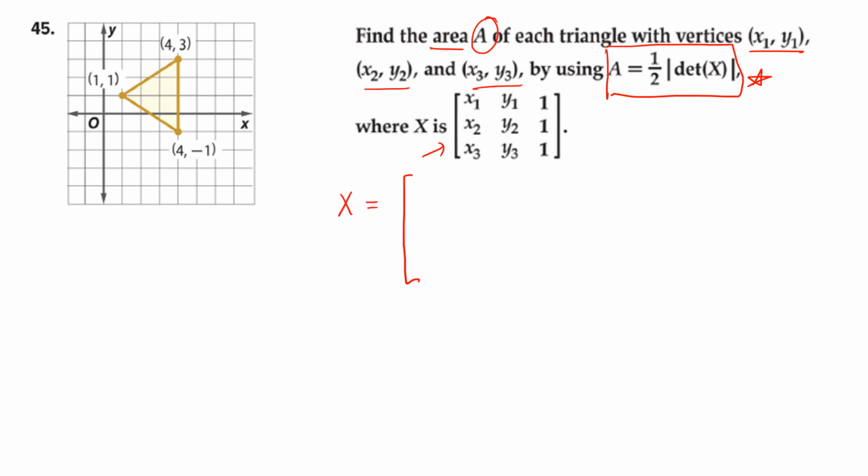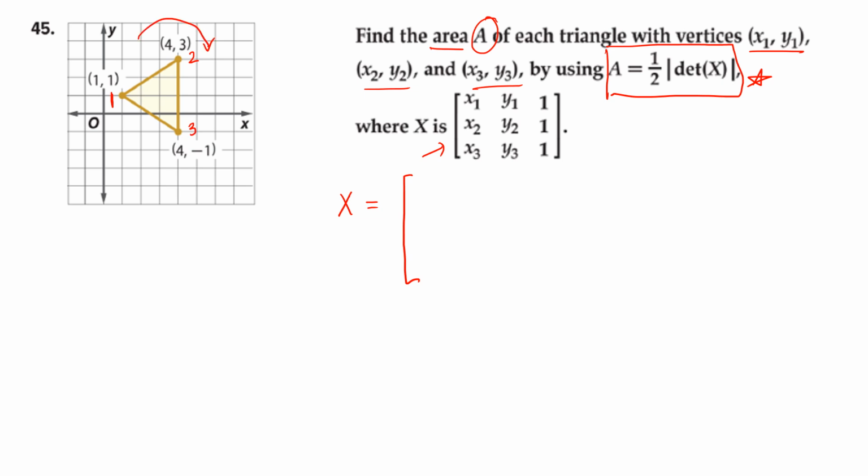So what is my x1, x2, x3? Now I can choose any points, but I have to make sure that I choose them in the right order. Right order means I don't flip the order of the question. So for example, if I'm choosing this as the first coordinate, this is the second, this is the third, then I go in a cyclic order.